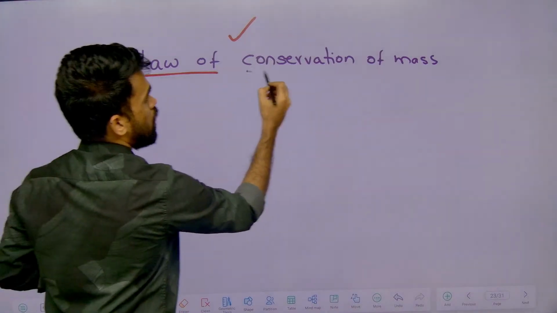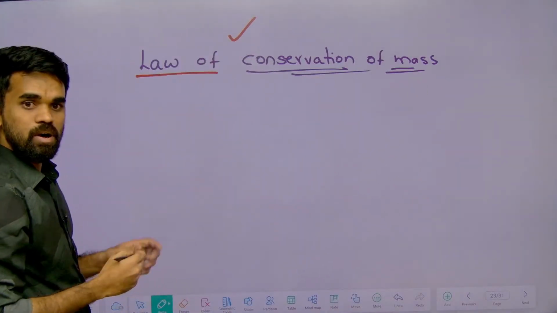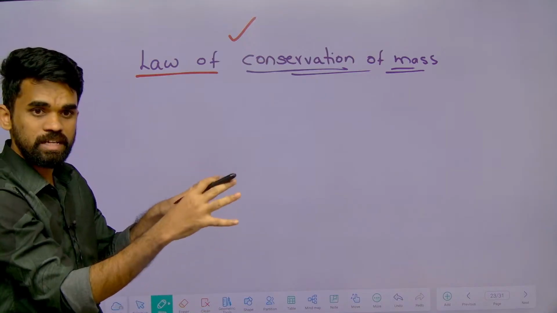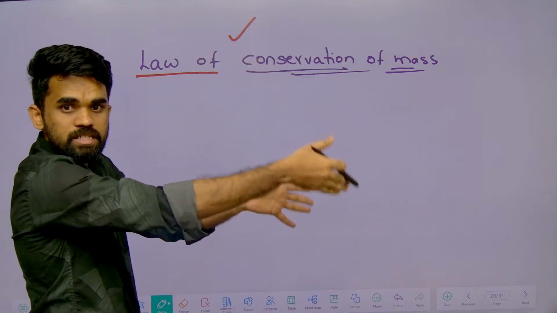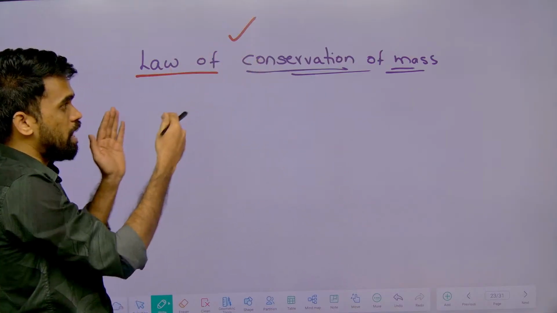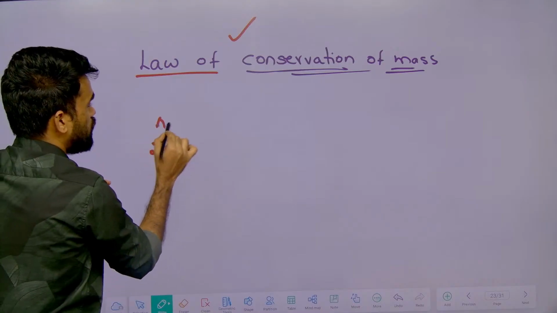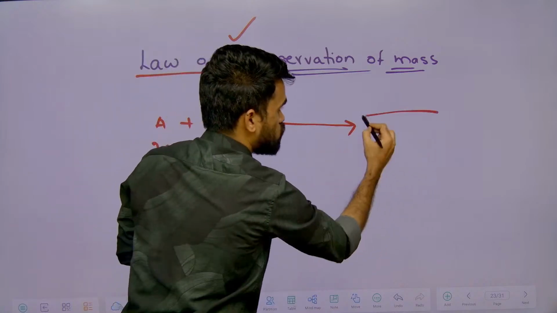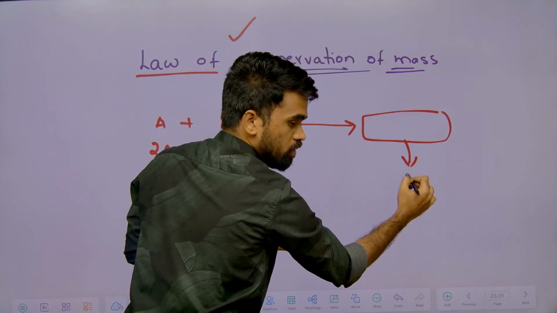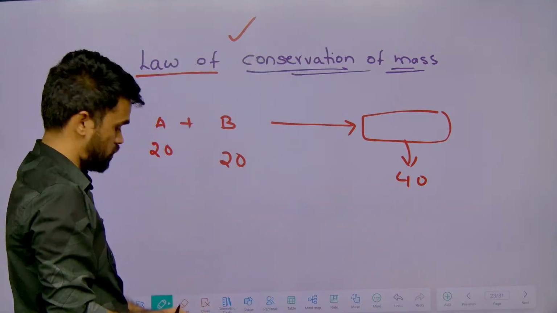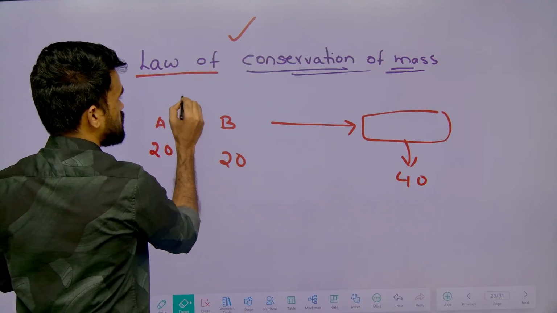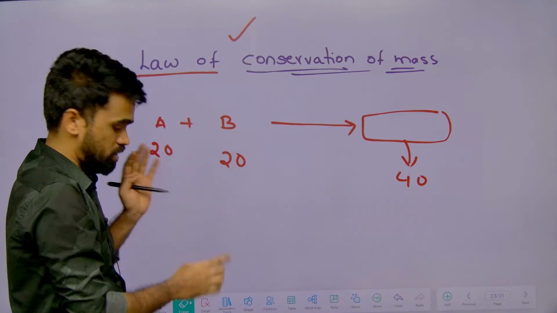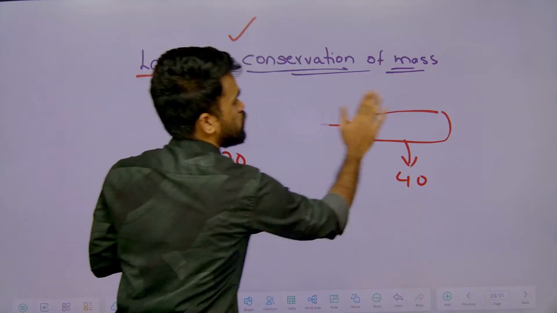What does this law of conservation of mass say? Mass can neither be created nor destroyed. The total mass we take on the reactant side will be converted into the product side. If on the reactant side I take 20 grams of A and 20 grams of B, the total mass on the product side should be 40 grams only. This basic law everyone knows. Let us say this is the LHS and this is the RHS. Mass at the LHS will be equal to mass at the RHS. This is the law of conservation of mass.